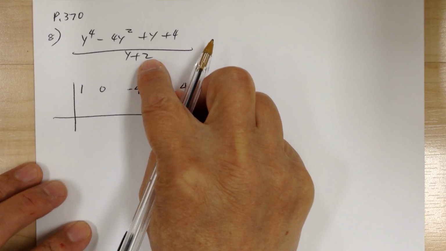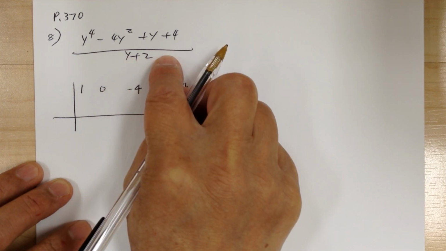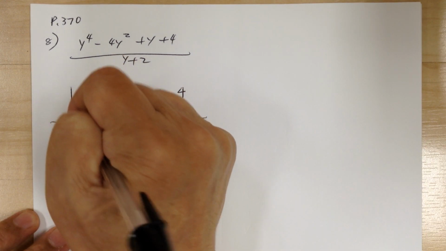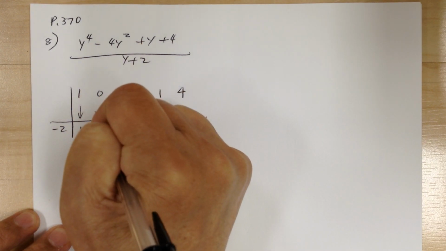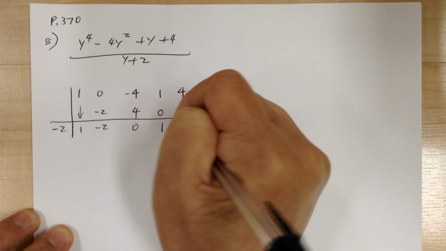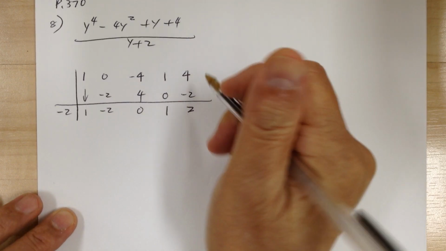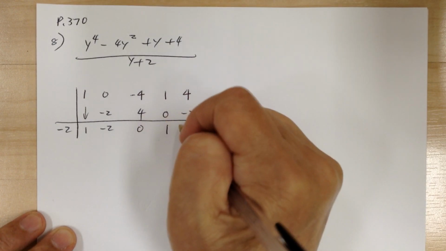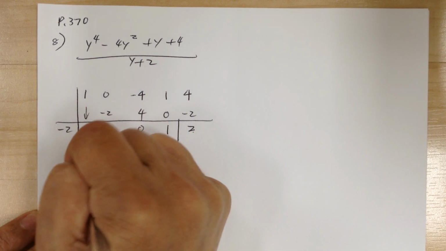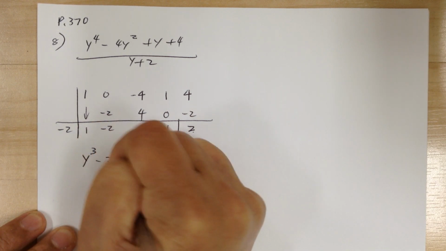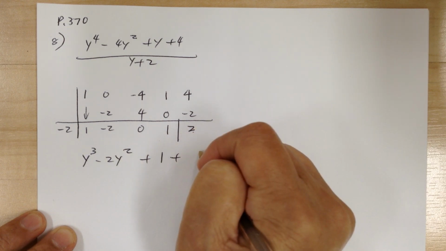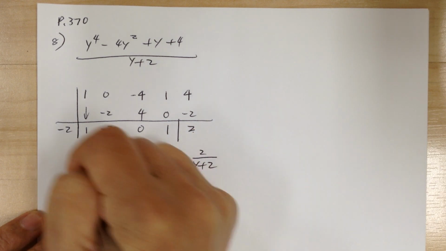And over here, you have to do the opposite. So basically what you do is you set it equal to 0 and you solve for y, so you have to use -2. Okay, so you drop, multiply, add, multiply, add, multiply, add, multiply, add. So again, this is your remainder, so this would be 0 power, 1 power, 2 power, 3 power. So you're going to get y to the 3 minus 2y squared plus 0y plus 1 plus the remainder, which is 2 over y plus 2.